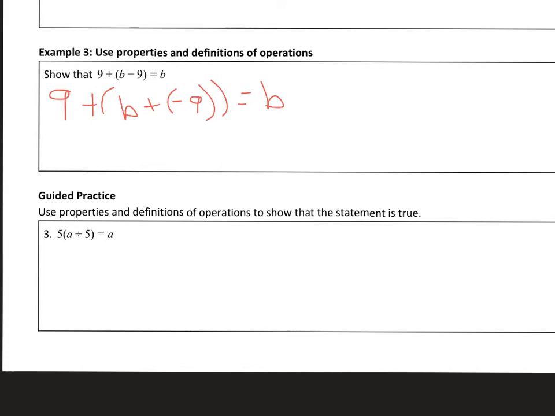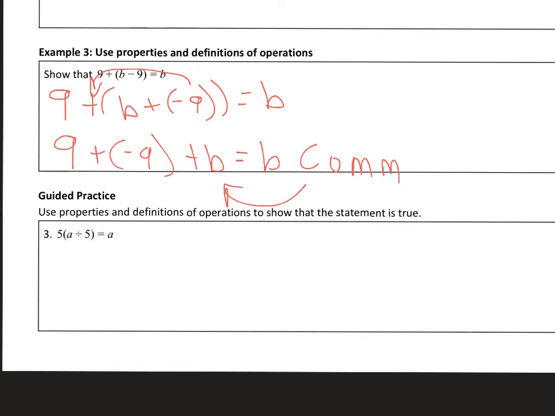So then, now I'm going to use some of the properties we learned before to rewrite this. So I'm going to rewrite this left-hand side of the equation as 9 plus negative 9 plus b equals b. And the reason I can do that is I moved this negative 9 around. I shifted around the order of the numbers. So I used our commutative property to do that, okay? So we can use those properties to rewrite things to prove things. So I can rearrange my addition and it be the same thing, okay?